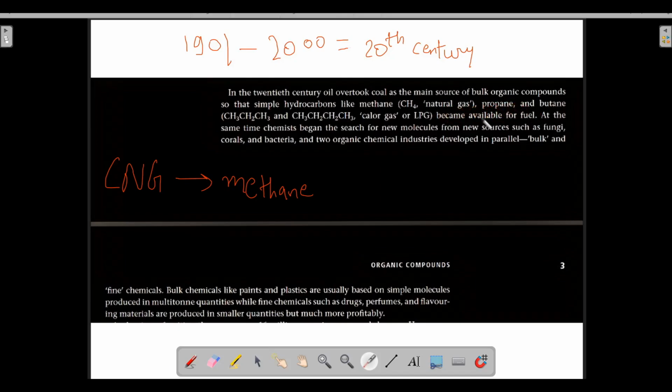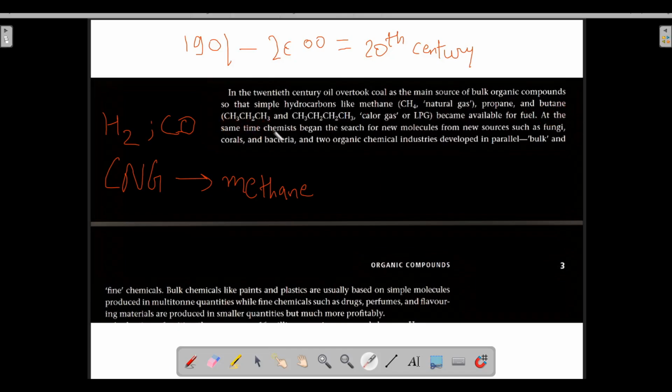In the olden days coal was being used. From coal we majorly got hydrogen and carbon monoxide, and these were used as fuel in the olden days, before this particular period. But now, because of the invention of fractional distillation of crude oil, we obtain methane, propane and butane, and they became available for fuel.